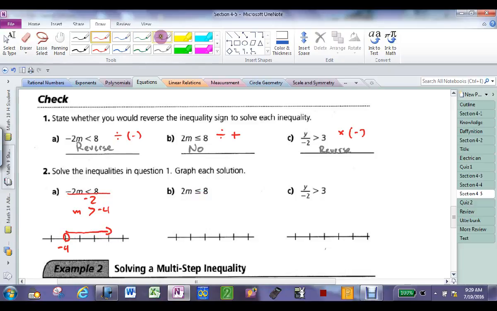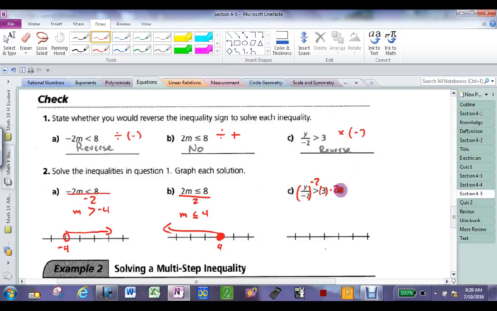What about this one? Divide by 2. Positive, so the sign doesn't reverse. So we go to 4. What kind of dot? Closed. Does the arrow follow the sign? Yes. Yep. And this one?